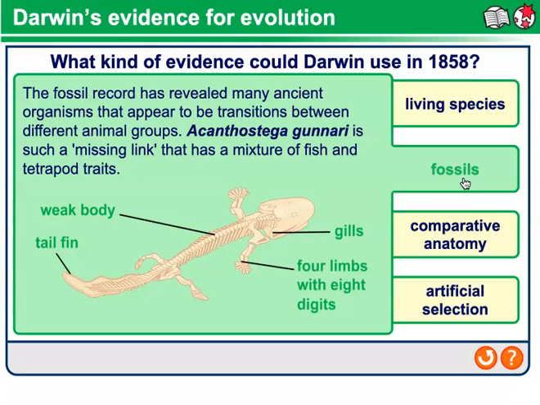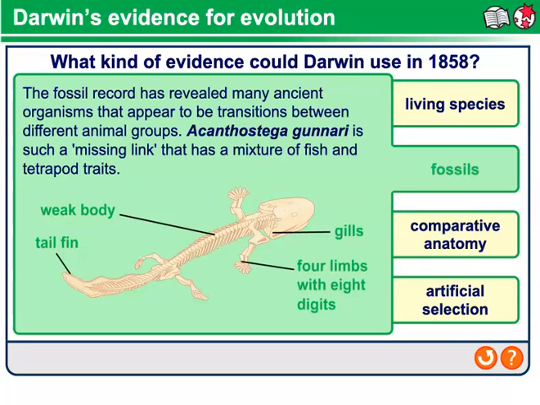He also used evidence from the fossil record. The fossil record has revealed many ancient organisms that appear to be transitions between different animal groups. Acanthostega is such a missing link that has a mixture of fish and tetrapod traits.